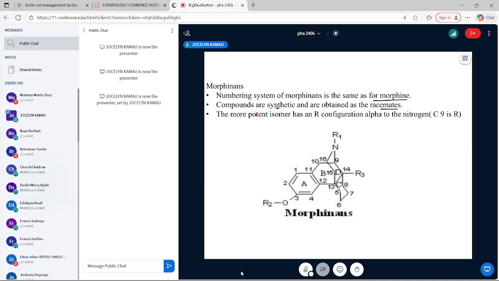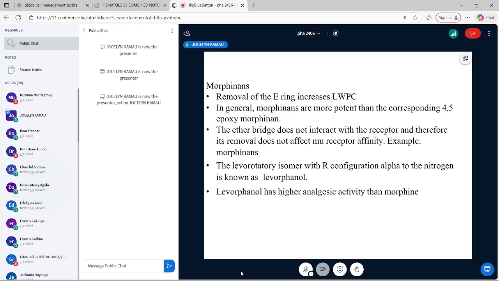And then, of course, again, there is stereochemistry. The more potent isomer has an R configuration alpha to the nitrogen. That is carbon 9. Again, the same carbon 9. This is a carbon 9 that we said is alpha to the nitrogen. That is carbon 9, just carrying again the R stereochemistry or the R configuration, just like morphine, to give us the necessary activity. So we are saying this group again can change to give us different activities.